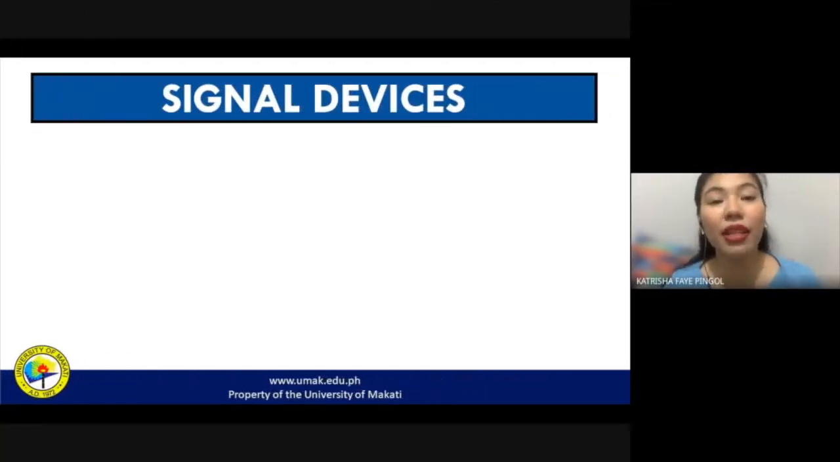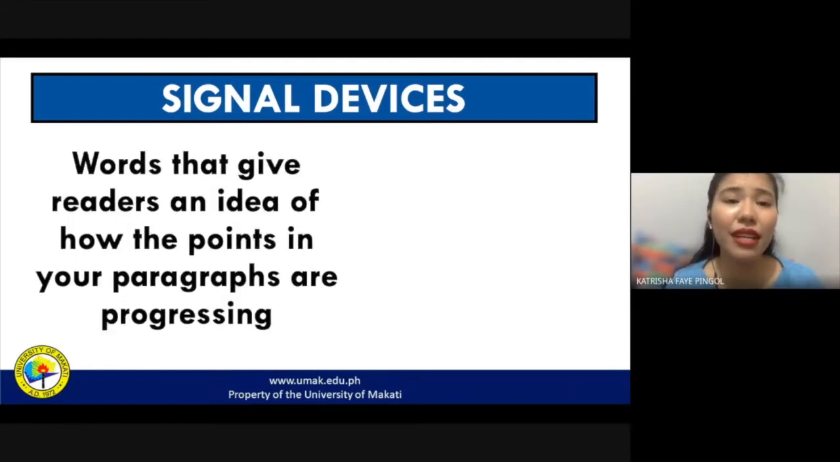Now, another element that we can utilize when producing well-written text are signal devices. Signal devices are simply words that give readers an idea of how the points in your paragraphs are progressing. So, signal devices are words that showcase how one idea goes or relates to another. Okay, and eventually that would lead to the conclusion or to the ending of your text.